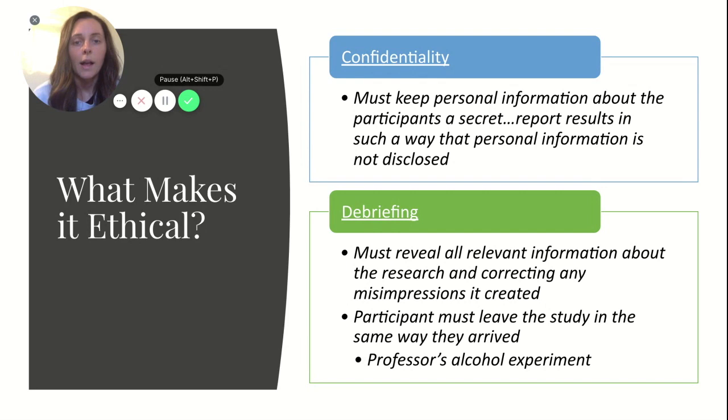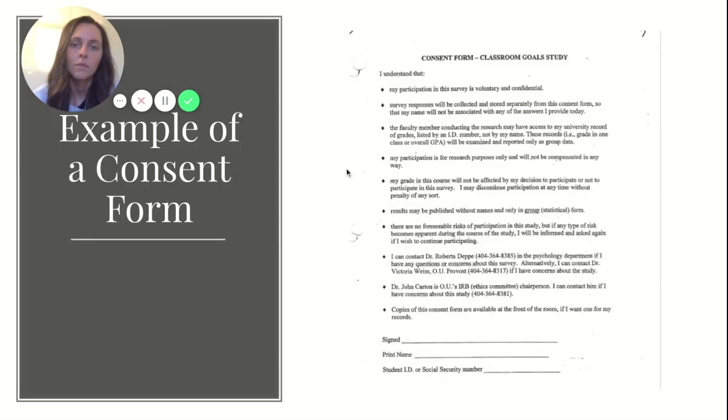So if you are reporting the results, you have to do it in a way to where we're not spilling everyone's personal business, because that's not ethical. And then debriefing is just what I talked about before on the last slide. You just have to let the people know everything that happened in the experiment, any way that they were deceived, and you have to allow them to leave in the same state that they showed up in.